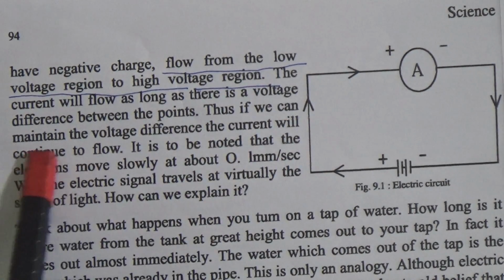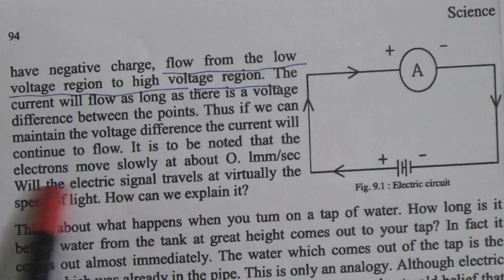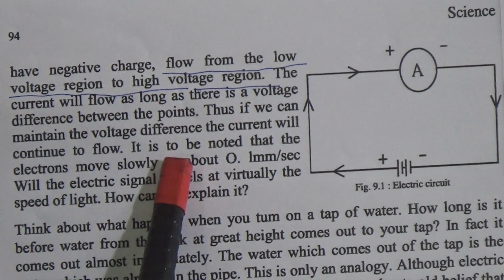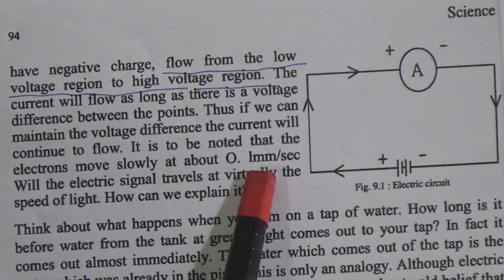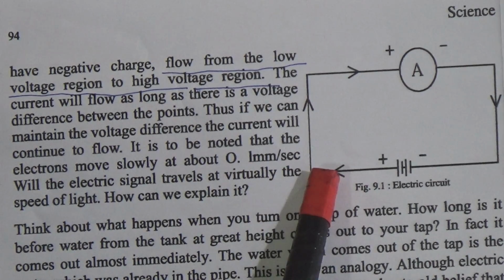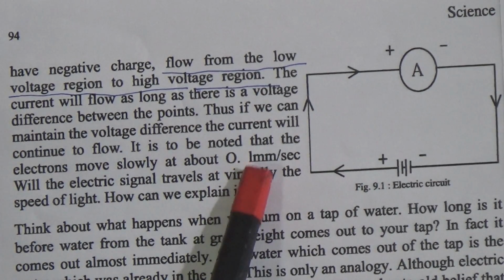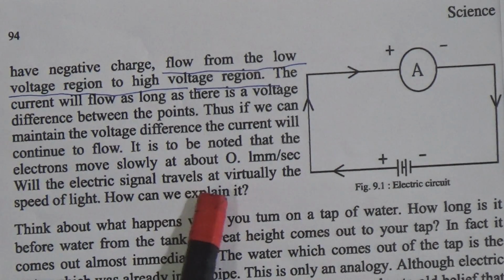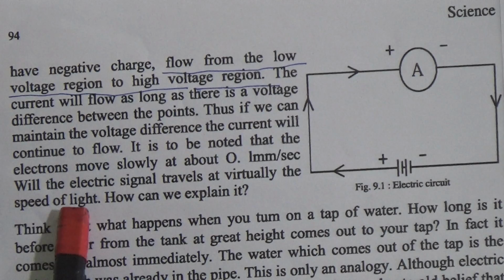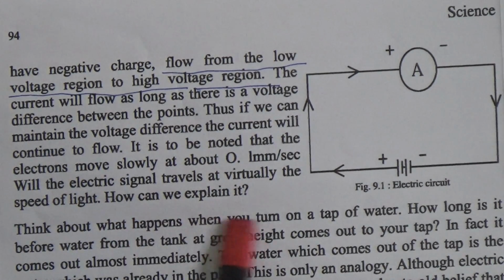Thus, if we can maintain the voltage difference, the current will continue to flow. It is to be noted that the electrons move slowly, at about 0.1 millimeter per second, while the electric signal travels at virtually the speed of light. And how can we explain it?